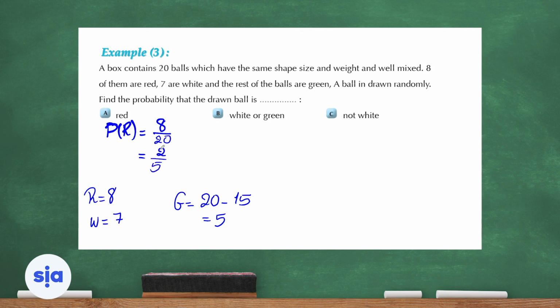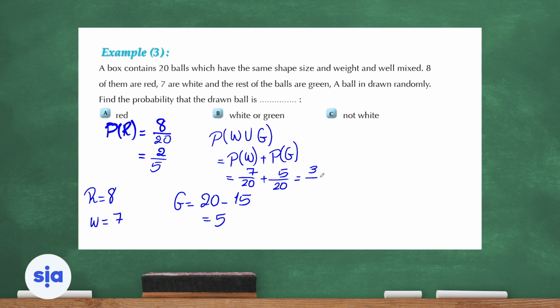Probability of getting white or green. This means the probability of white union green. So it's the probability of white plus the probability of G. In this case, the probability of W is 7/20 plus 5/20. If you calculate this, the probability equals 3/5.